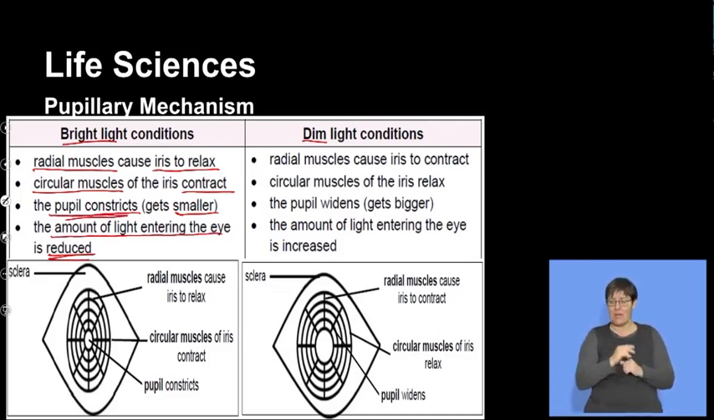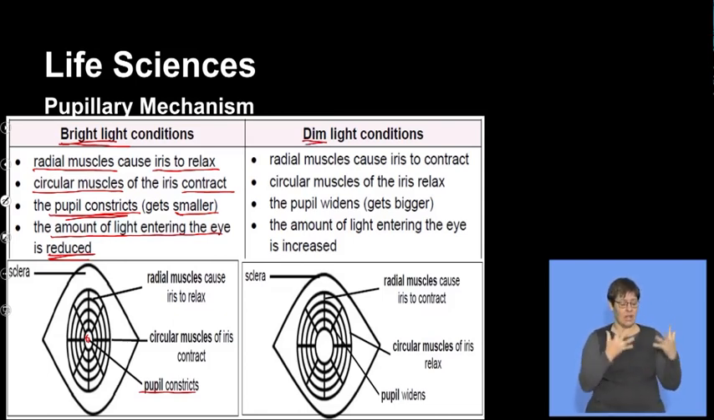Then this diagram shows you that here we've got the pupil that has been constricted because of the radial muscles and the circular muscles, and because you are focusing on an image in bright light.